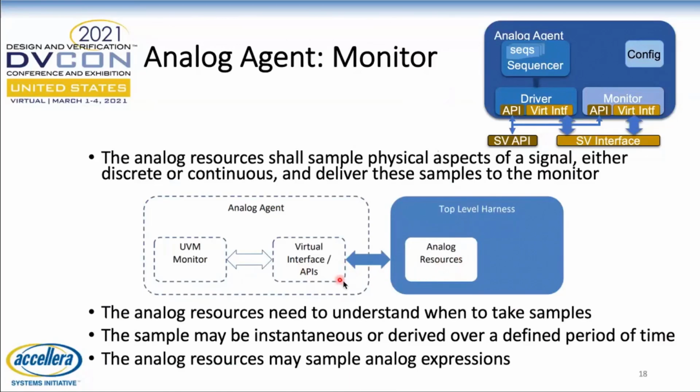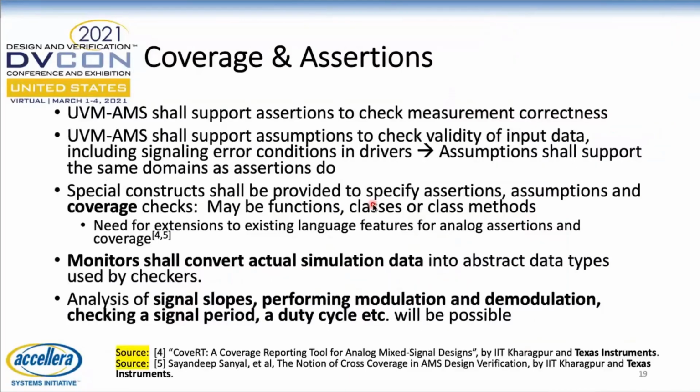The analog resources may sample analog expressions as well. This slide summarizes the requirements on two more key technologies of UVM-AMS framework, being the coverage and the assertions. UVM-AMS shall support assertions to check measurement correctness. UVM-AMS shall support assumptions to check the validity of input data, including signaling error conditions in drivers. And assumptions shall support the same domains as assertions do.